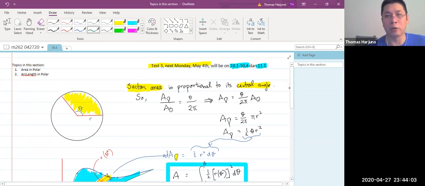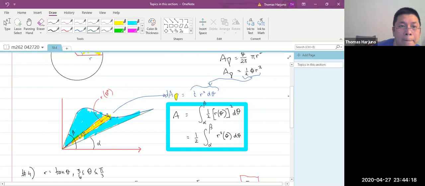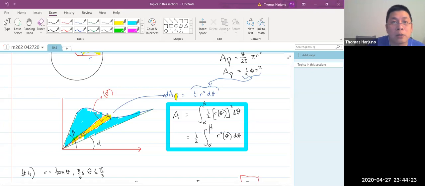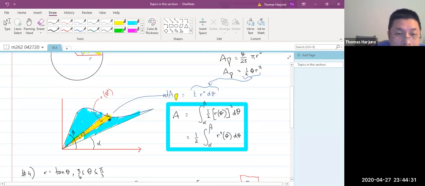So that's how we derive the formula of sector area, and then apply this to the area of a region in polar coordinate system. Oh, by the way, I think earlier I forgot to mention the little approximation. You see that the sector that I approximate is actually not exactly the same as the region marked by yellow color.